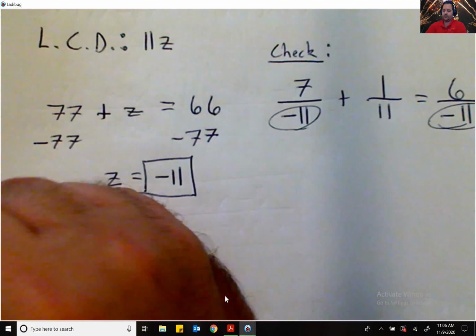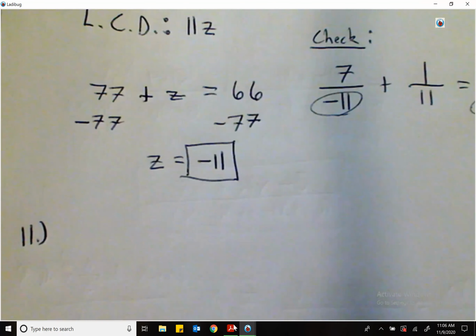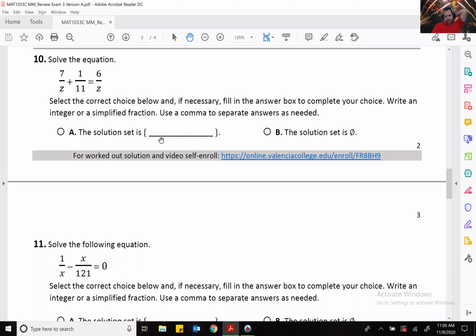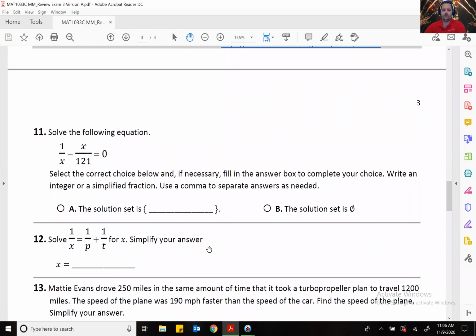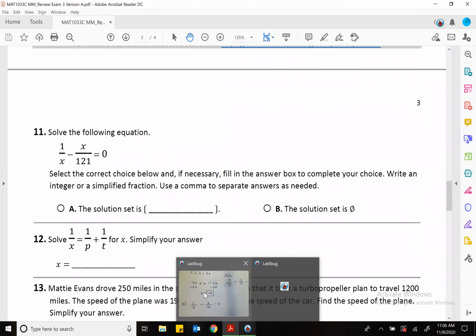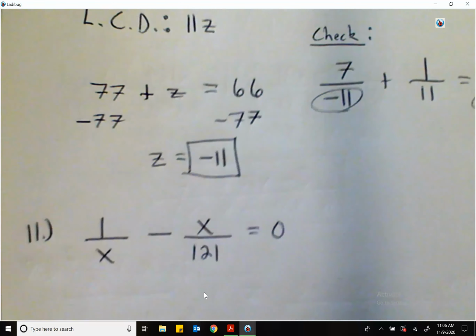Number 11. So out here, you just select A and you'll put negative 11. So on number 11, we got to solve the following: 1 over X minus X over 121 equal to 0. Okay. So here we go again. How do I solve this?